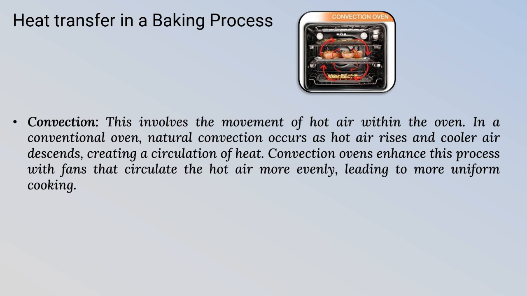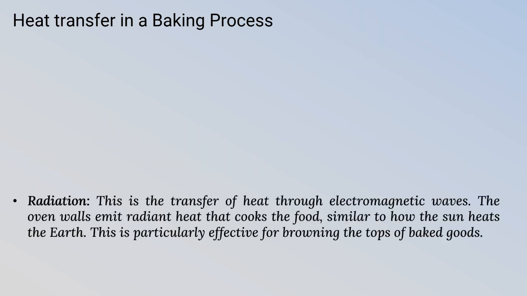And finally, what is left? That is radiation. And radiation is the transfer of heat through electromagnetic waves that we have already discussed. The oven walls emit radiant heat, and that cooks the food, similar to how the sun heats the earth. And this is particularly effective for browning the tops of baked goods.